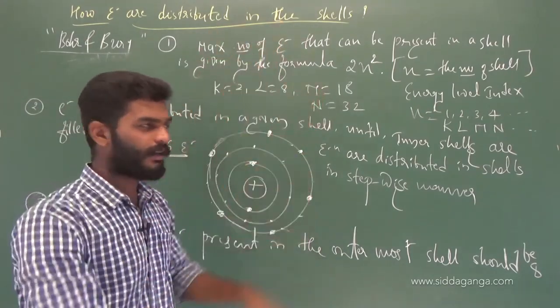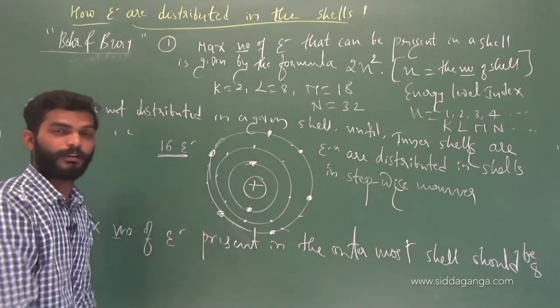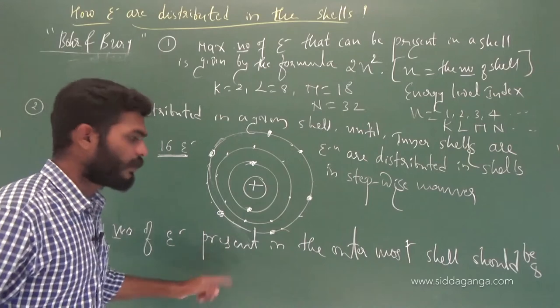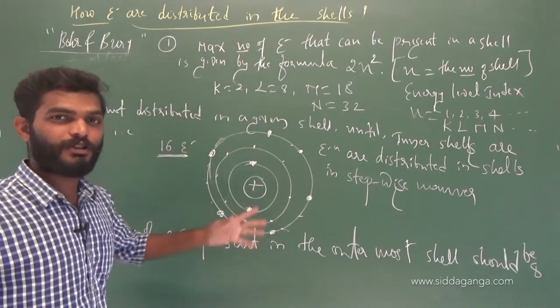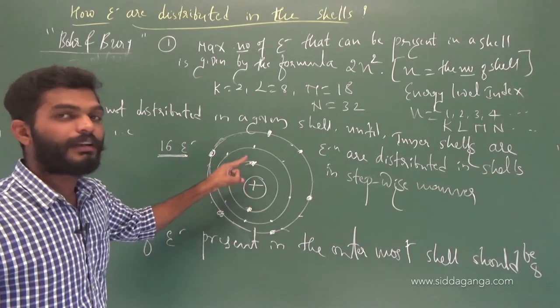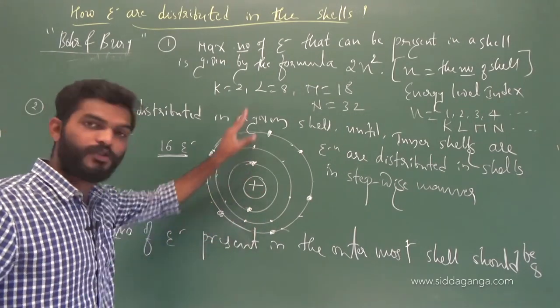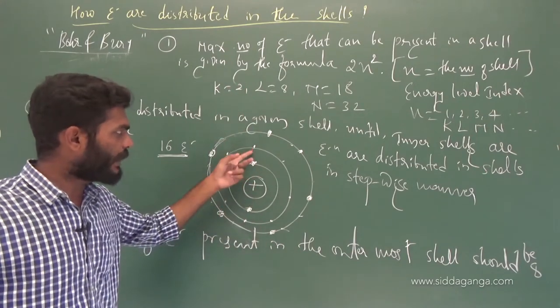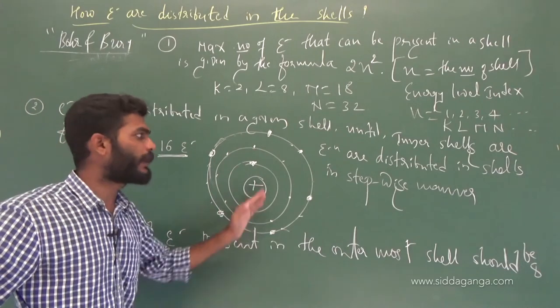It should not be more than 8. See here, 6 are there. Therefore, we also obeyed the third rule. So we obeyed all these three rules. The first rule is we have to fill electrons as per the formula 2n square into the respective shells. For K it is 2, L 8, M 18, N 32, like that. We obeyed that rule also.